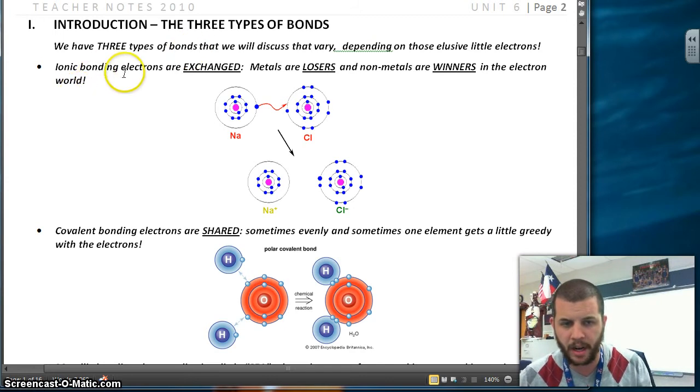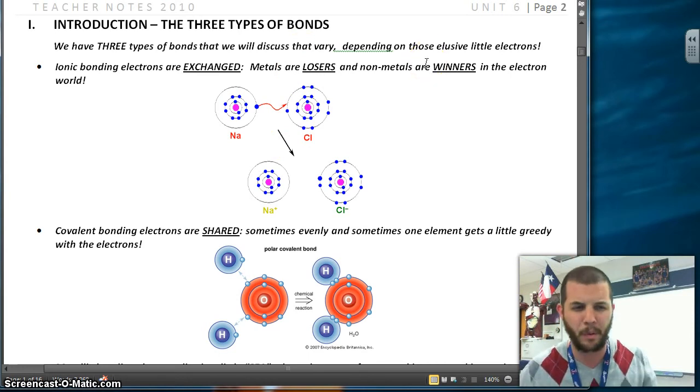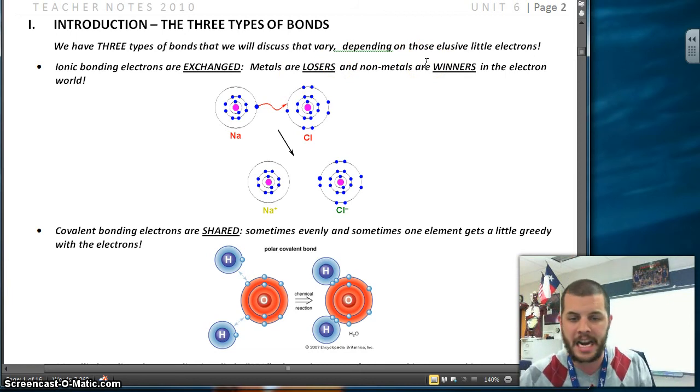It says ionic bonding is when electrons are exchanged. Now it's important for us to understand that metals are losers, meaning that metals are always going to lose electrons, and non-metals are, it says winners, but what are they going to win? I like to call non-metals gainers, because non-metals are going to gain electrons.